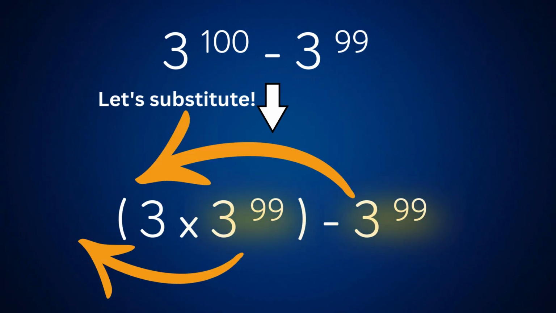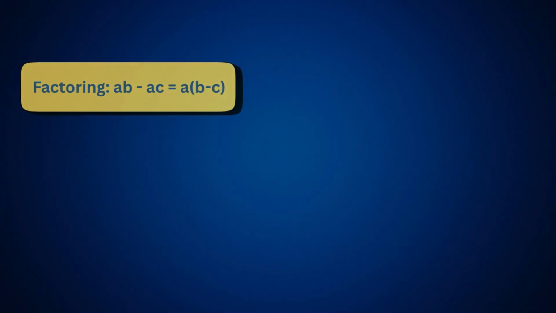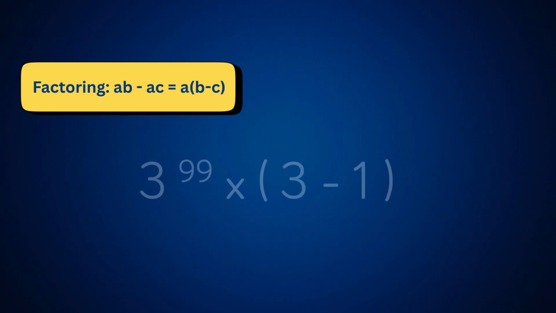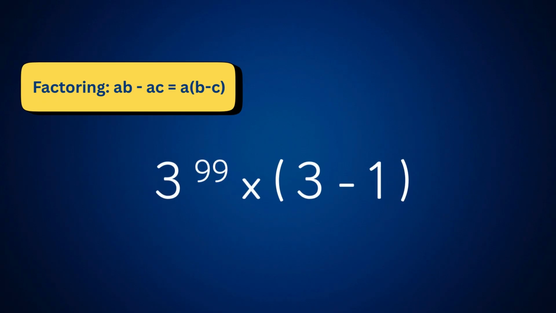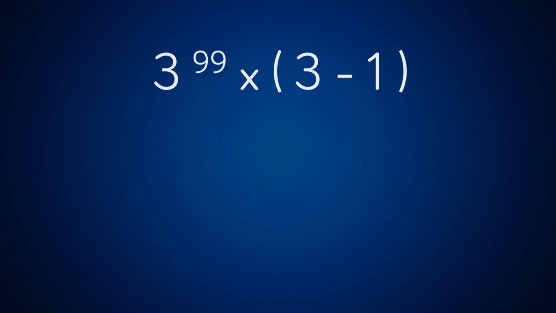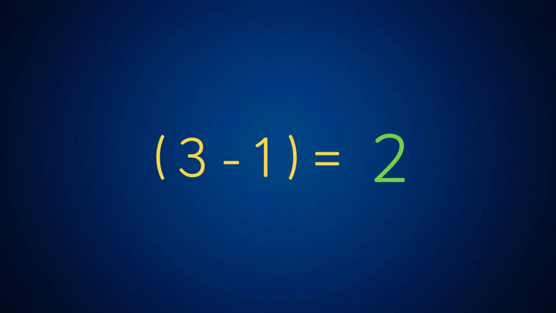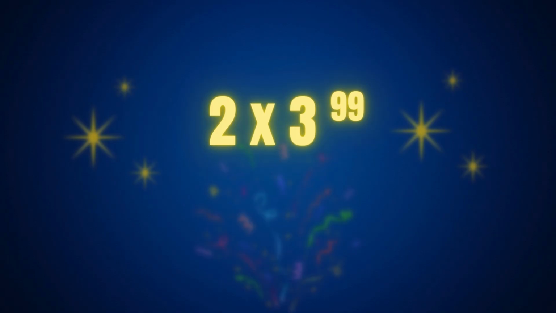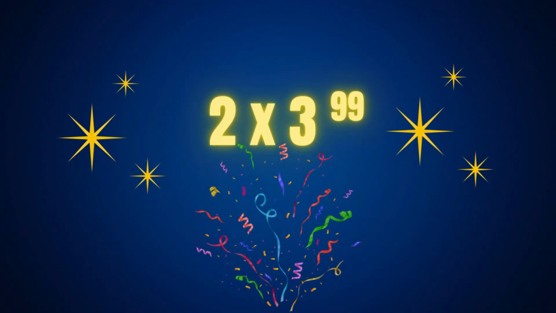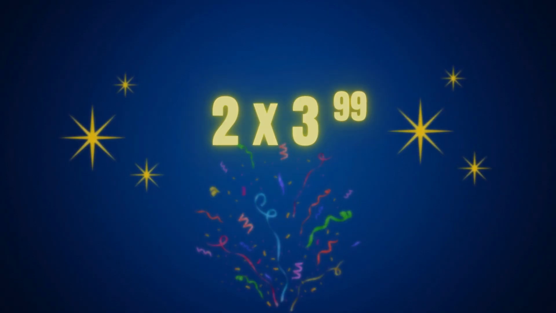This means we can factor it out, just like you'd factor out an x in algebra. When we factor out 3 to the 99th, we're left with 3 to the 99th times (3 minus 1). And what's 3 minus 1? It's 2. So our answer simplifies to 2 times 3 to the 99. That's it. We turned an impossibly large calculation into something beautifully simple.